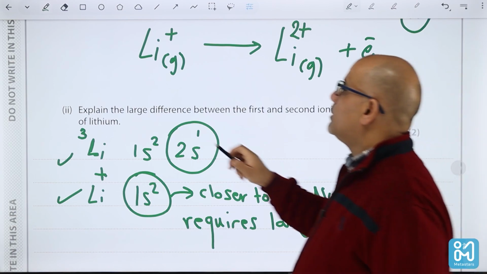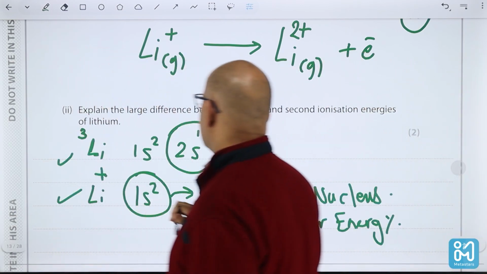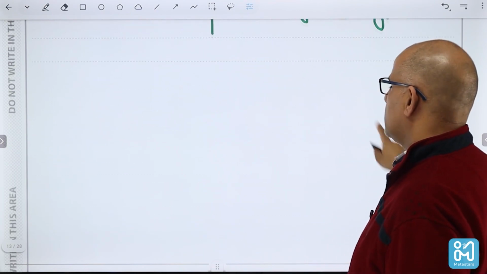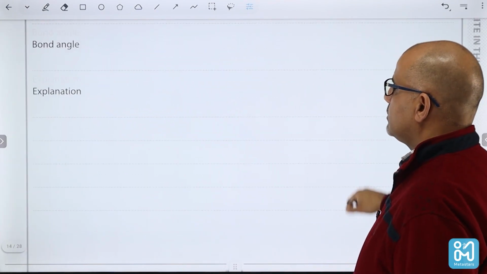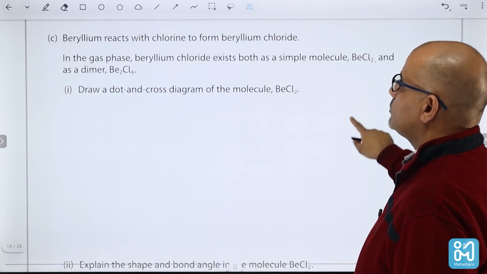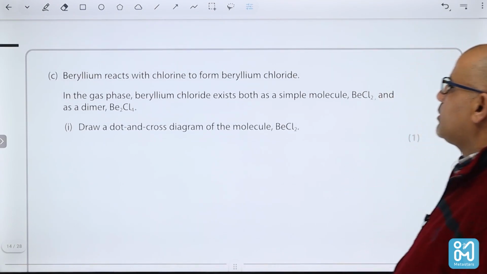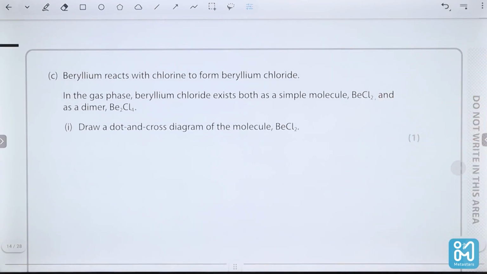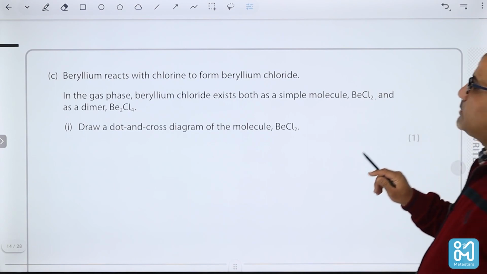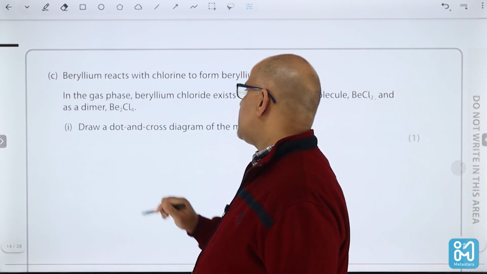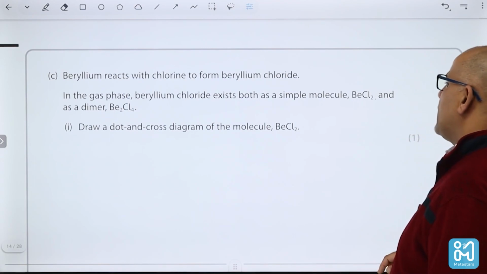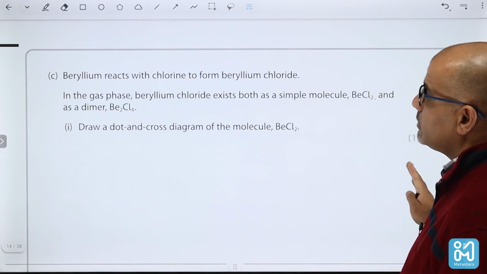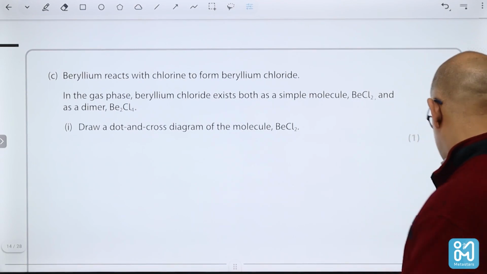Now, the next question is about beryllium reacting with chlorine to form beryllium chloride, and in the gas phase, beryllium chloride exists both as a simple molecule and as a dimer.